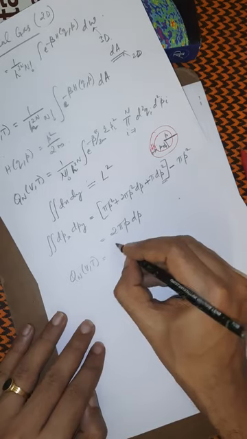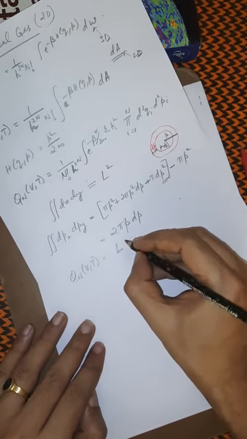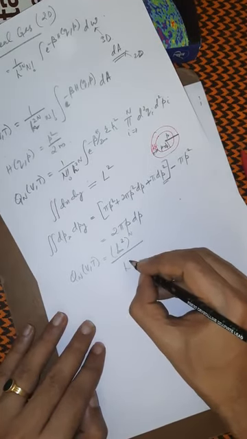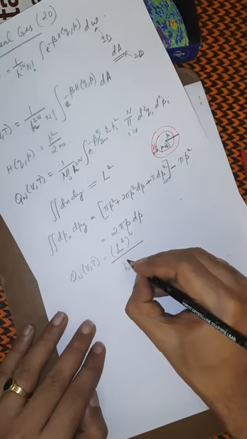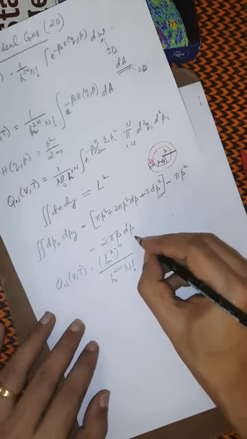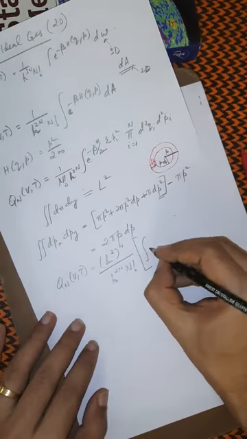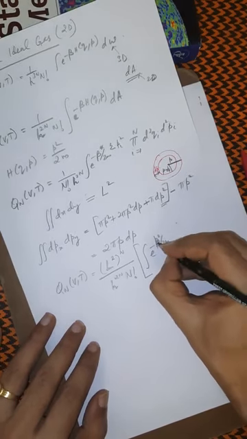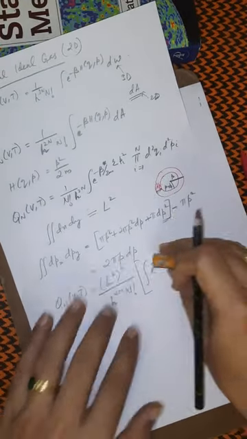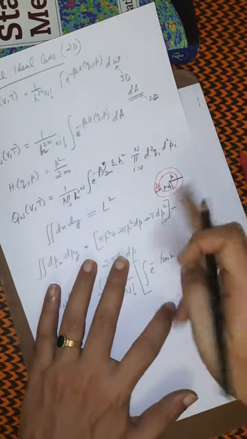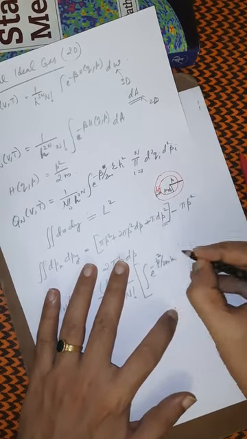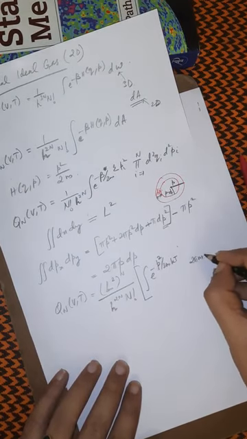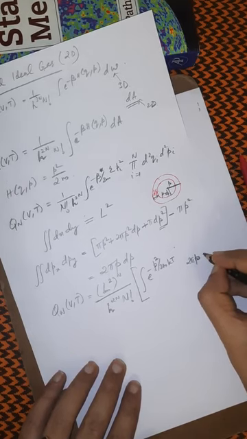Q_N(V,T) is equal to (L²)^N divided by h^(2N) N! times the integral of e raised to minus β p²/2m, that is minus p²/(2m kT), into 2π p dp, the whole raised to N.